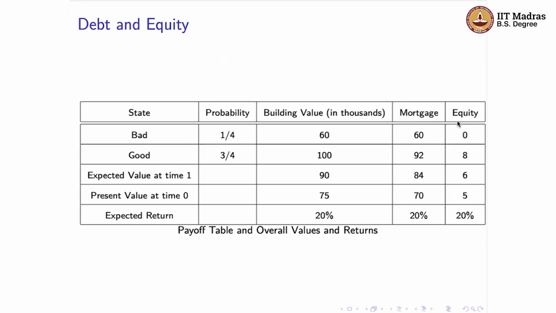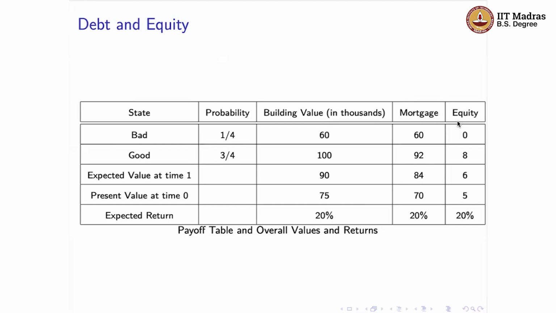Based on all this, we can also calculate the present value at time zero. So this is equal to 75,000 for the whole building. And again, we can split this into the mortgage holder getting 70,000, and the equity holder's corresponding amount is 5,000, right? And we also notice that the expected return is the same for all these three projects, and that's equal to 20%, right? So this is the main advantage of the payoff table. You can put all these numbers together, and you can also see how these different projects are related to each other, right?